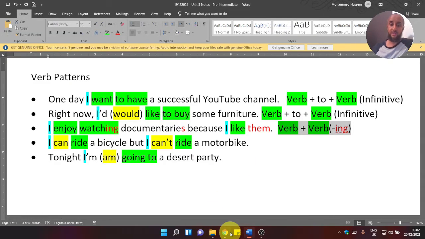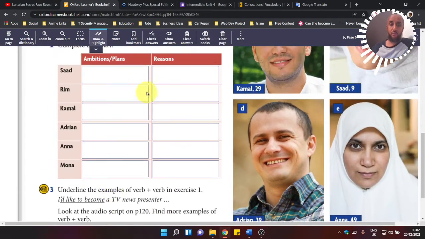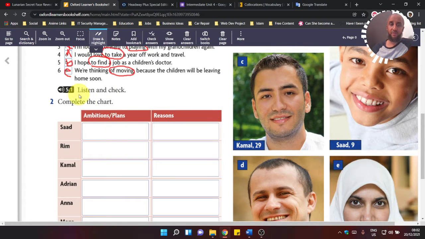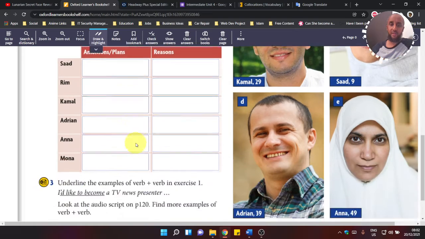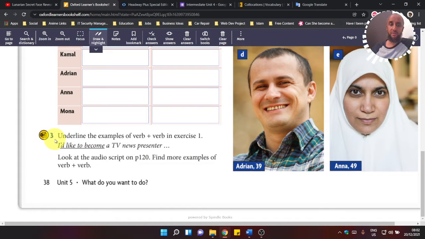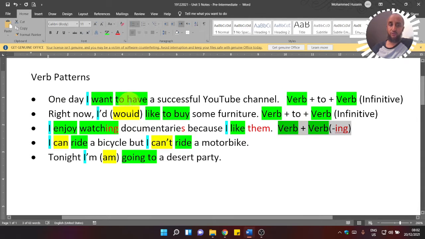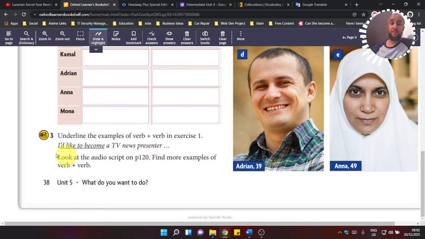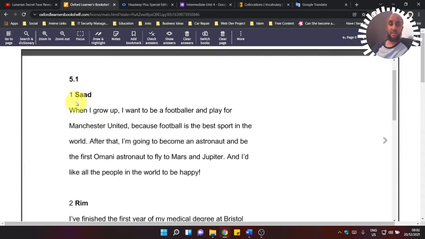Okay, so let's practice this. If we go back today here, we're going to skip this. This is just asking us to listen and write some points, so we're going to skip this. Okay, here I would like to look at this one. Number 3 says underline the examples of verb plus verb. Okay, so like here, two verbs next to each other. Not the yellow ones, but two green ones, like main verbs. All right. So what we can do is we're going to open the script. This is the script. Okay. So let's have a look at Saad first, and find out some verb patterns.